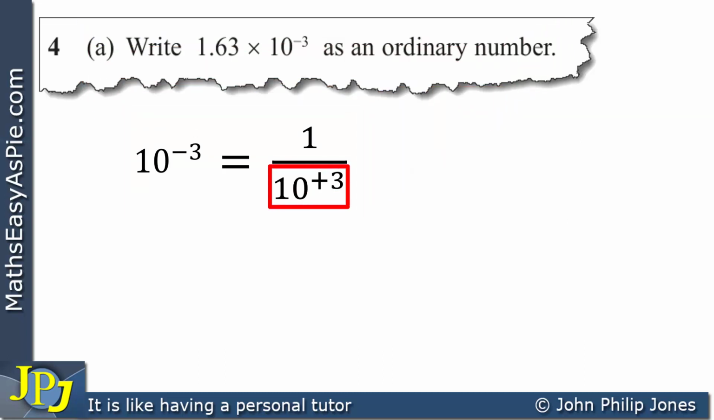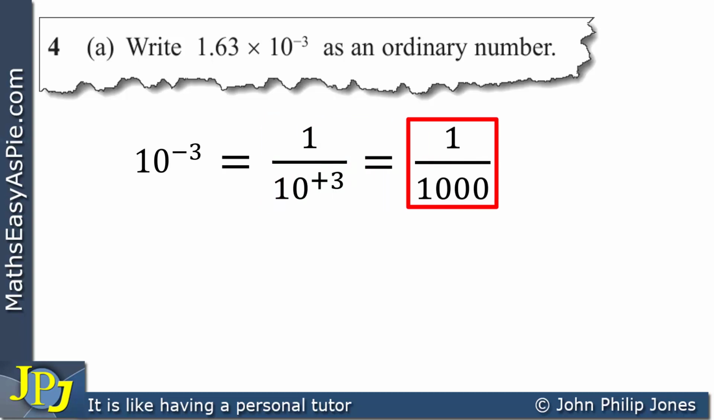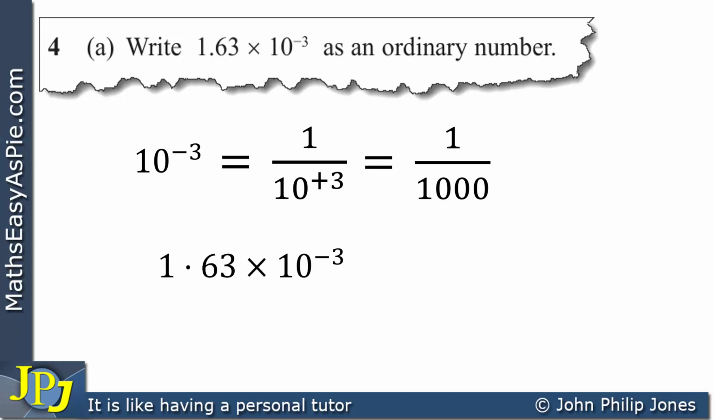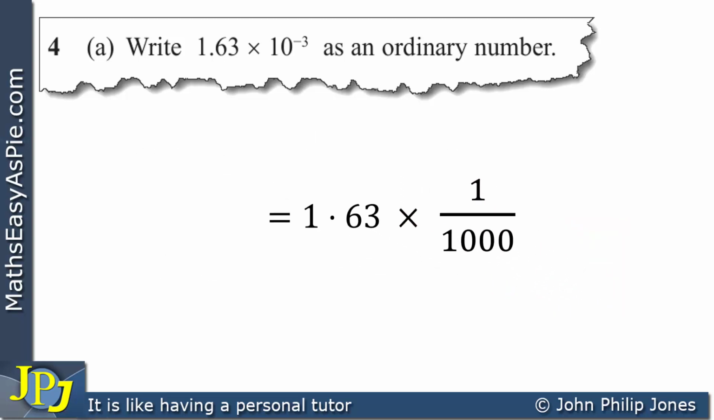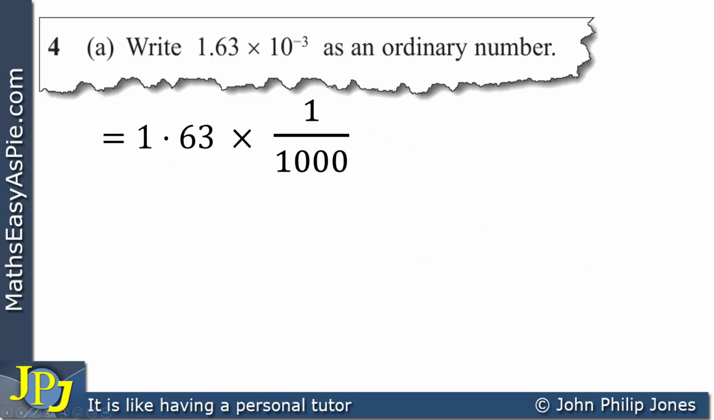Now 10 to the plus 3 actually means 10 times 10 times 10, which is 1000. So I can write this out as you see here as 1 over 1000. So if I bring the number that's part of the original question down, I can now rewrite this as you can see here, 1.63 times 1 over 1000. I'll move this to the top of the next slide.